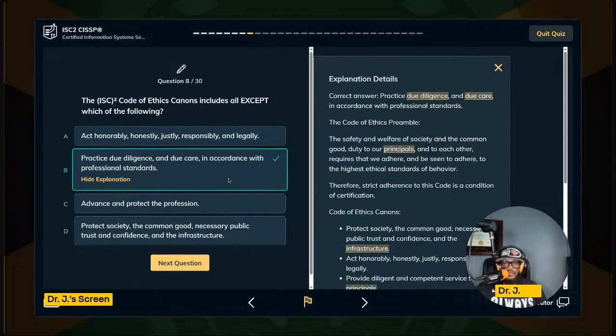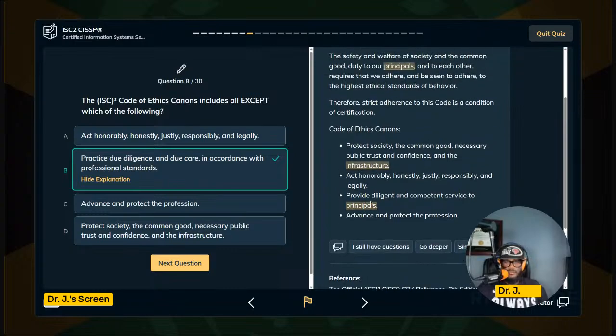Yeah, protect. Yeah, that's not a canon. The safety and welfare of society and the common good do. Oh, the safety and welfare of society and the common good, duty to our principals and to each other requires that we adhere, be seen to adhere to the highest ethical standards of behavior. Okay. Yeah, provide diligent and competent service to principals. Other ones we have correct here, same choices for the remaining ones. But yeah, the last one definitely stuck out. I was looking for that one. I couldn't remember exactly what that canon was verbatim, but I knew principals was the key word, and I didn't see that in any of them. So that helped me get through that one.